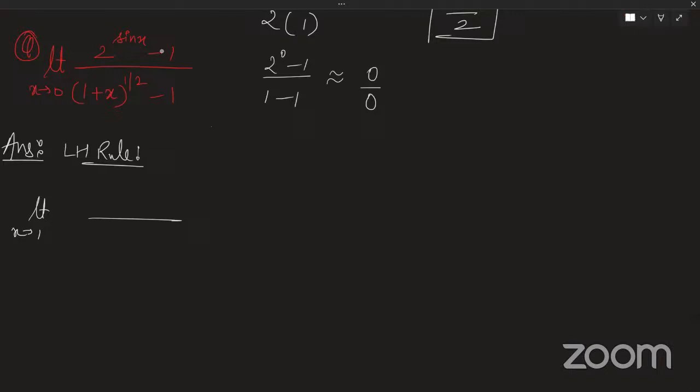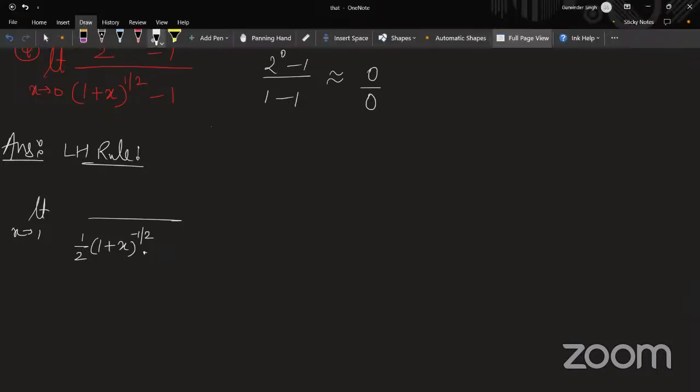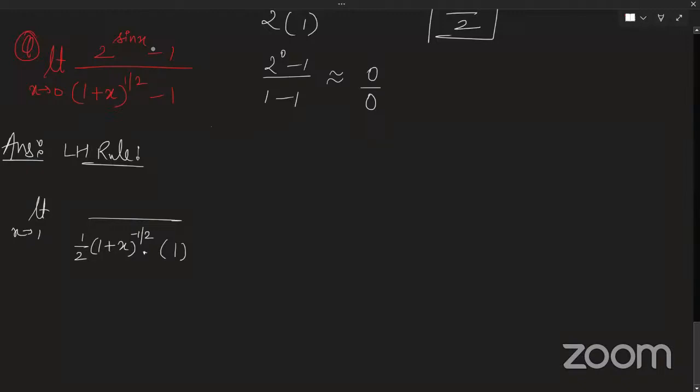You have got 1 plus x whole raised to half. So I can take this half down into 1 plus x raised to minus half, right? 1 by 2 into 1. Correct. Okay, right.